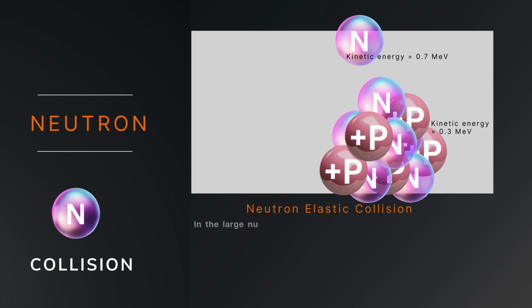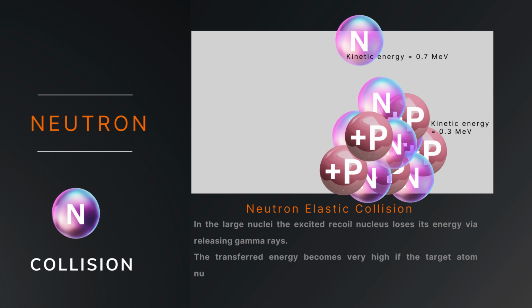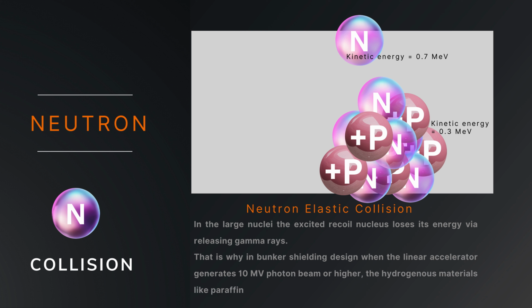In large nuclei, the excited recoil nucleus loses its energy by releasing gamma rays. The transferred energy becomes very high if the target nucleus has the same mass as the incident neutron, i.e. the hydrogen nucleus, while the incident neutron loses only a small amount of energy when colliding with a heavier nucleus. That is why in bunker shielding design, when the linear accelerator generates a 10 MV photon beam or higher, hydrogenous materials like paraffin wax are used for neutron shielding, because lead, which is used for photon shielding, is not efficient in neutron shielding.